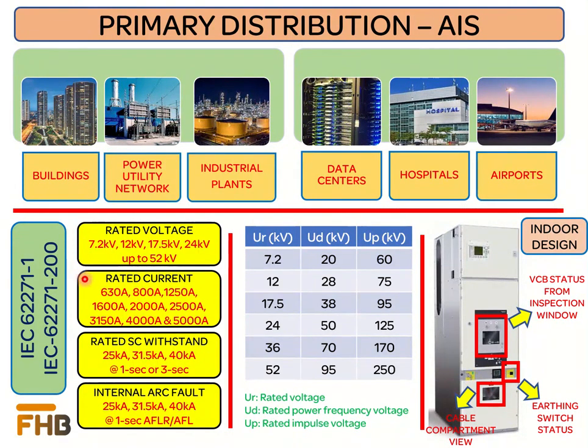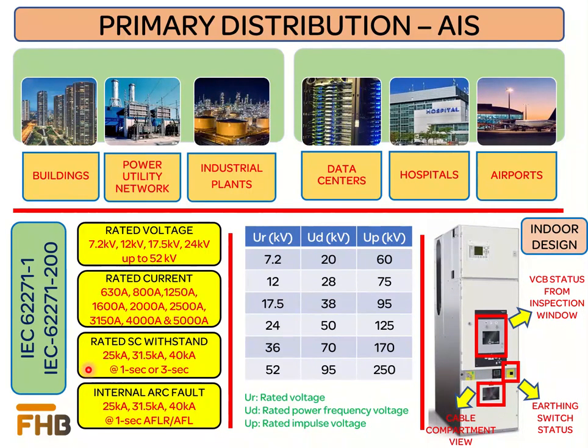Most commonly used rated currents are from 630 ampere till 4000 ampere. However, it can go up to 5000 ampere. It is important to mention that small current ratings up to 3150 ampere are available without force cooling. Above 3150 ampere, mostly force cooling is required. Most commonly used rated short circuit currents are 25 kA, 31.5 kA and 40 kA, for both 1 second and 3 seconds.